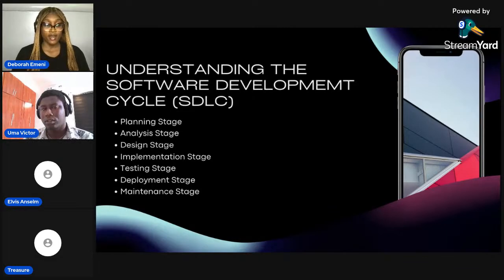We have the planning stage, as you can see on my screen. You have the planning stage, analysis stage, the design stage, the implementation stage, the testing stage, the deployment stage, and the maintenance stage. These are the stages that occur in a hierarchy format. It starts from the planning stage to the analysis stage, and so on and so forth.